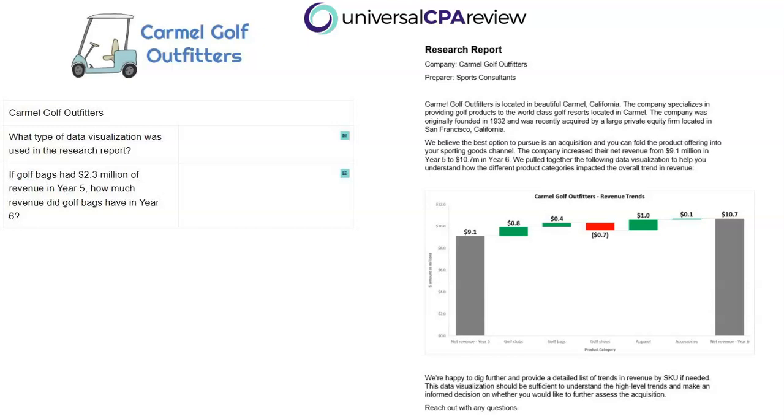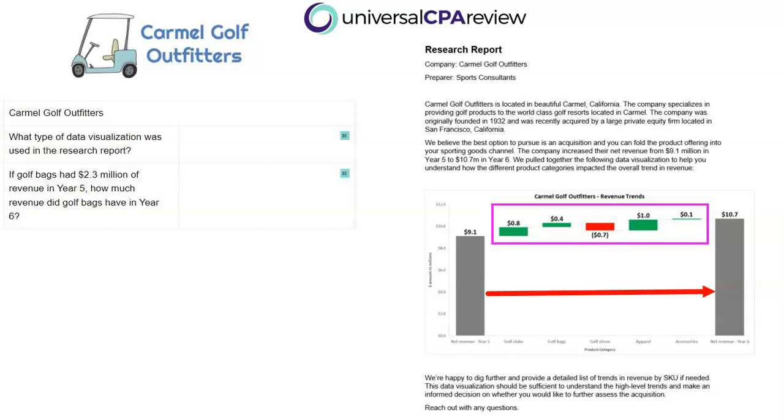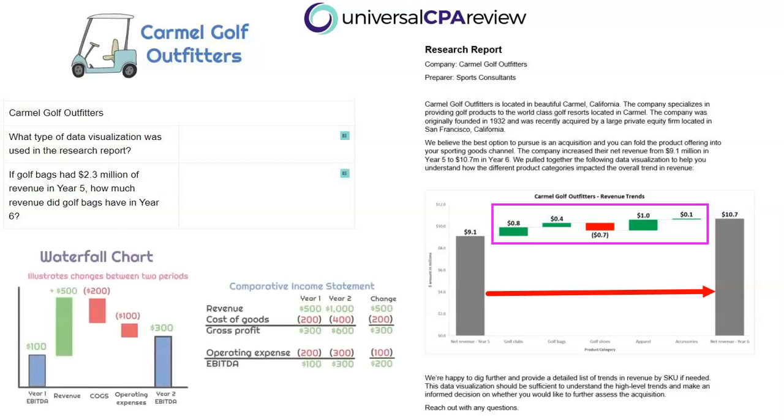And when we look at this, right, we see something that resembles a bridge, right? We're bridging basically revenue from year 5 to year 6. And then in between, we have all the different product categories. And some of them are green and some of them are red. Well, this is called a waterfall chart.